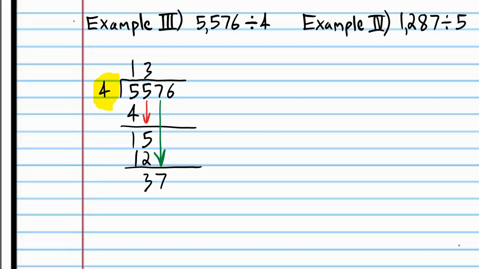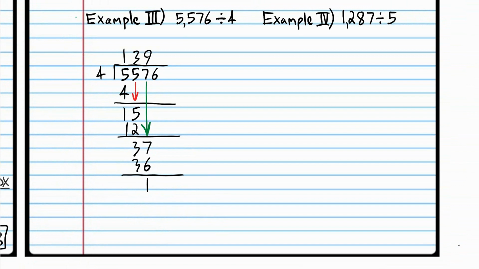Step number 1, how many times is 4 going to 37? It goes in 9 times. Step number 2, 4 times 9 is 36. Step number 3, subtract these numbers down here. 37 minus 36 is 1.